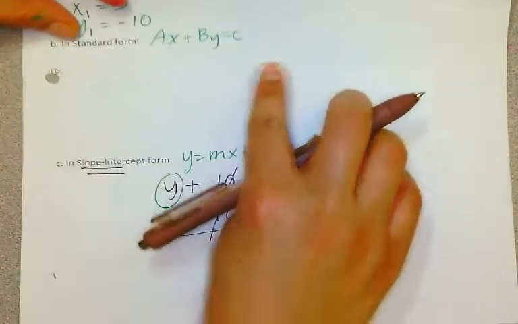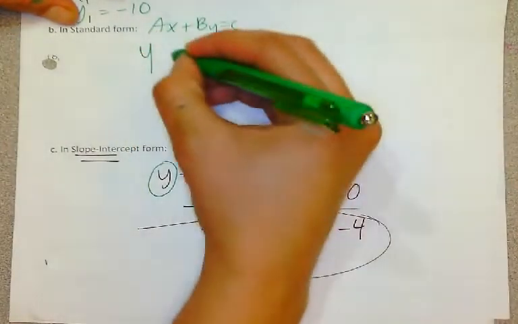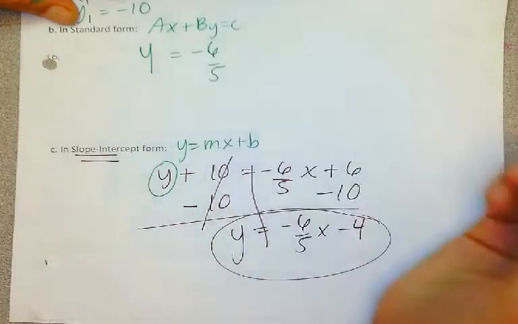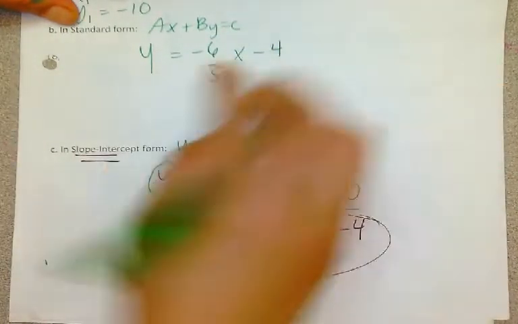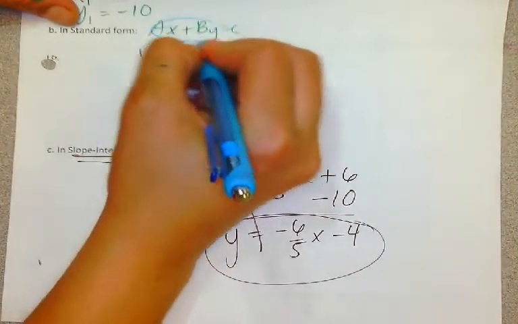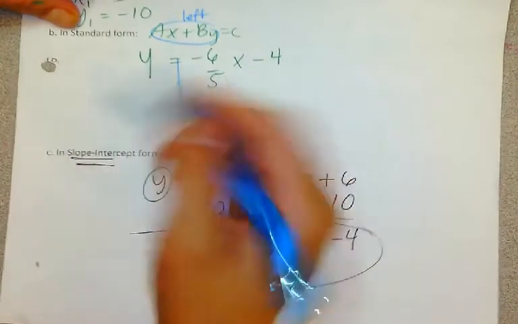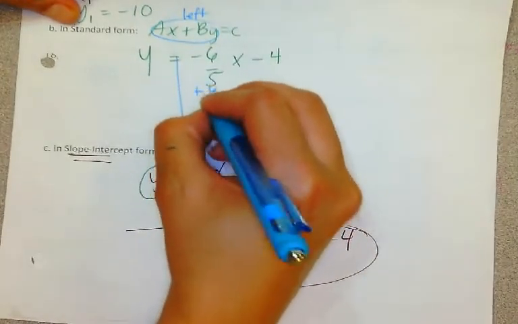For letter B, that I'm going to do in standard form, I'm going to start with this, right? It's the same equation we're working on. But now I want it in this format. Notice that the x and the y are on the left side. So I've got to move this x over to the left. So I'll do inverse operations.